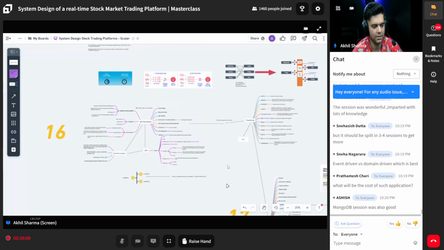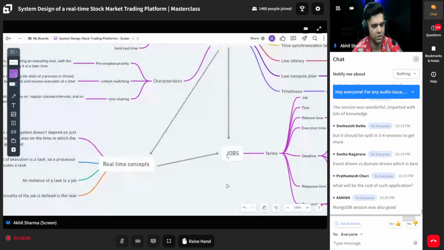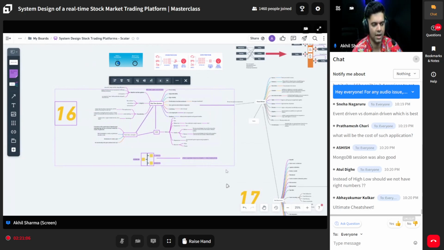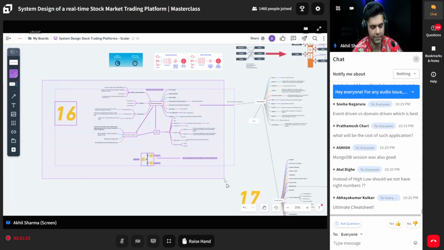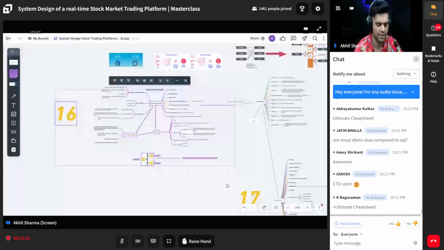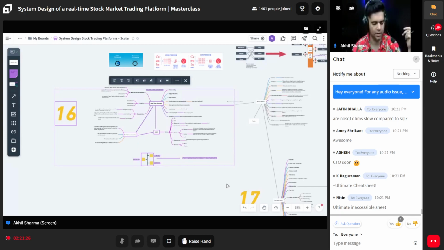So I've also identified some really good concepts. For example, jobs and tasks and deadlines and execution times and release times, response times, resources, all of that is out here. So this is a very, very good resource for your interview time whenever you're appearing for a company that employs any type of real-time systems. You need to know this. You need to be aware about this, okay? Like for example, if you're appearing for the Uber interview or Netflix interview or let's say Robinhood interview, any cryptocurrency platform interview, you will be asked these kind of questions. You need to know all this.